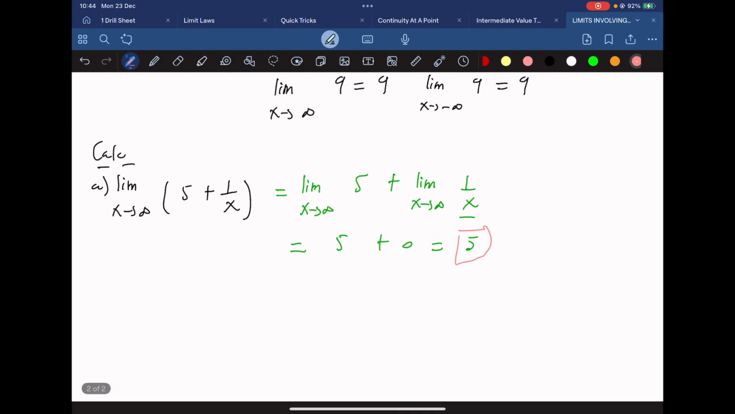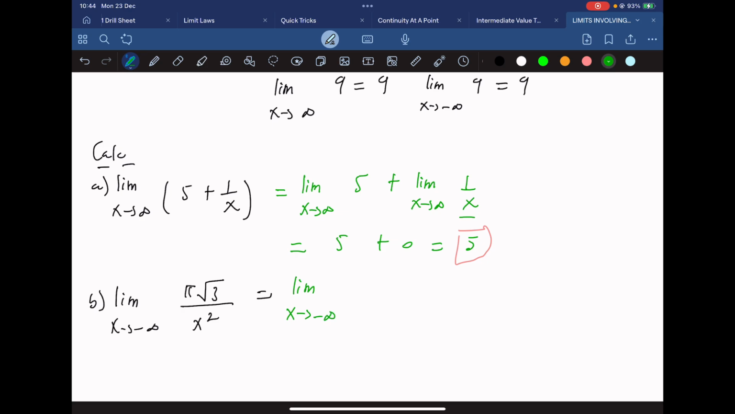Let's look at the second one. When you have the limit as x approaches minus infinity of pi root 3 over x squared, now using the same idea, we can have the limit as x approaches negative infinity of pi root of 3, then multiplying the limit as x approaches negative infinity of 1 over x, multiplying the limit as x approaches negative infinity of 1 over x.